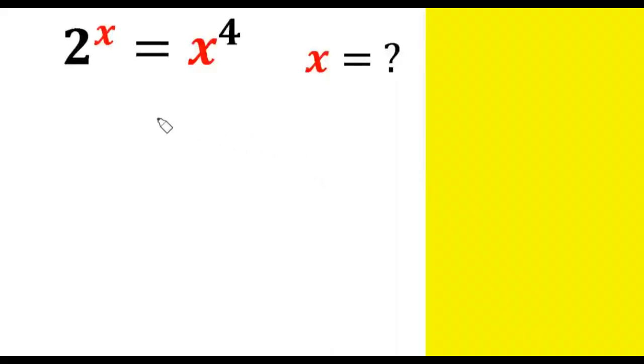Hi everyone, solving this Olympiad question. 2 raised to the power of x equals x raised to the power of 4, and x equals what?